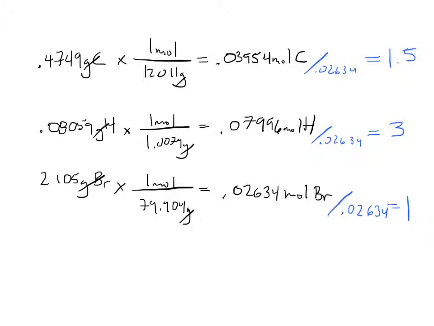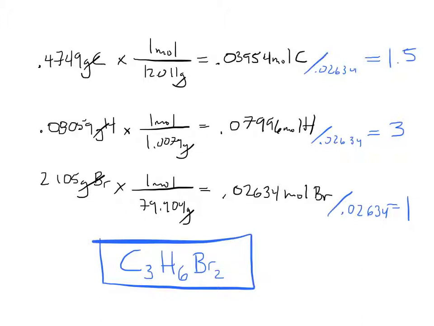Since we've got that 1.5 there, obviously we can't leave it as 1.5. We've got to switch it to a number we can use. We can't just round it up, so we're going to multiply everything by 2. 1.5 times 2 is 3, so C3. H, there's 3 there, multiplied by 2 is 6. And Br was 1, multiplied by 2 is 2. So it's C3H6Br2. By combusting that, absorbing the water and carbon dioxide, we have determined that the empirical formula for this particular compound is C3H6Br2.